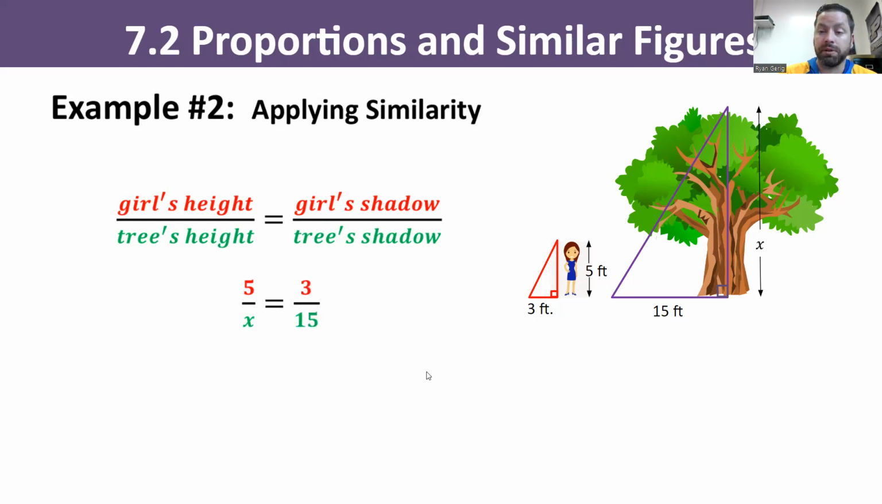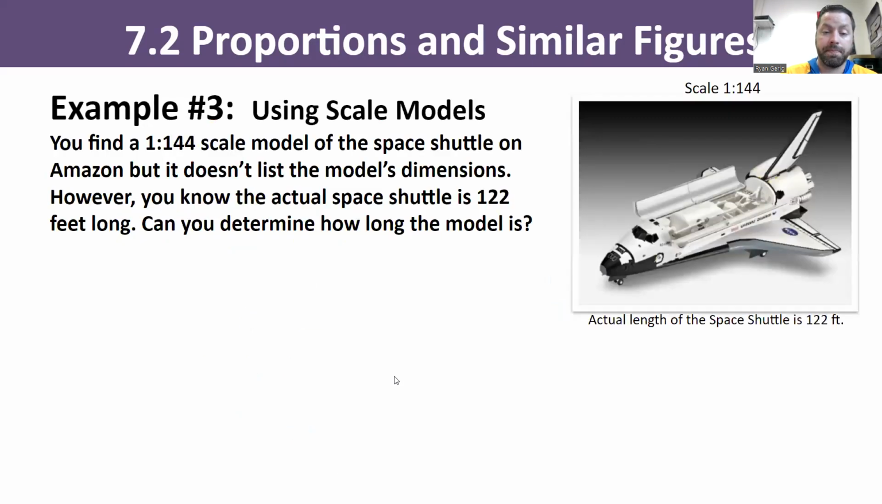And again, we can cross multiply. 5 times 15 equals 3 times X. 5 times 15 is 75. Divide by 3, and you get X equals 25. So the tree is 25 feet tall. And that's an application of proportions and similarity.